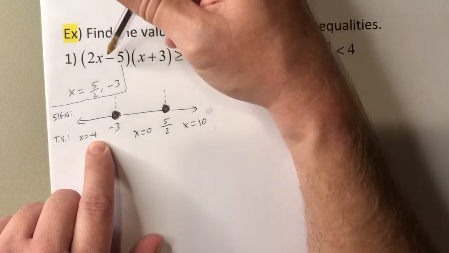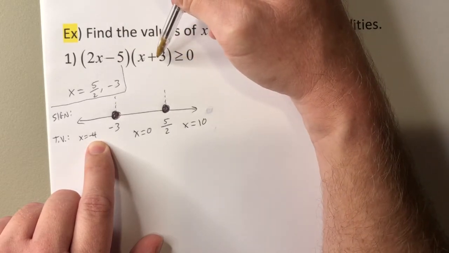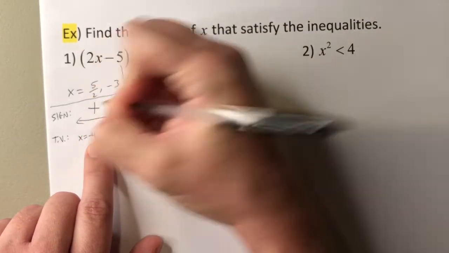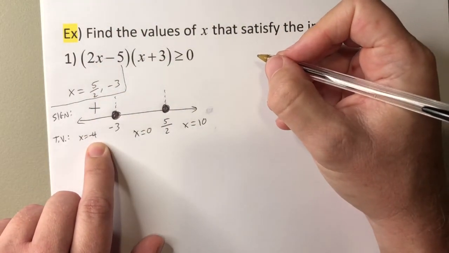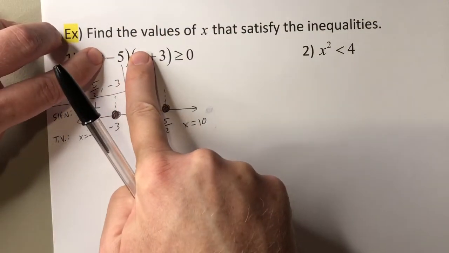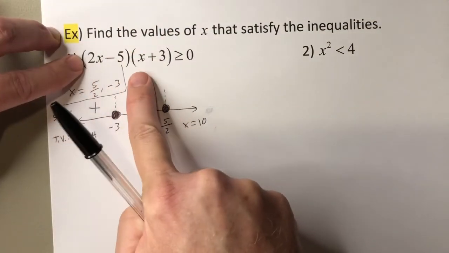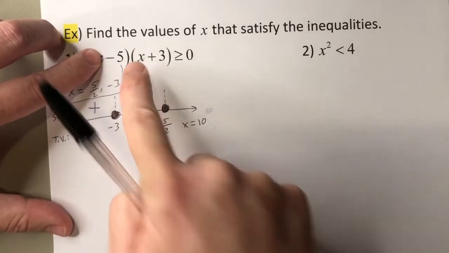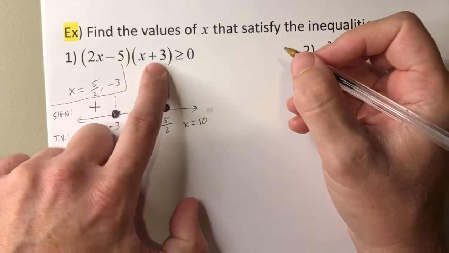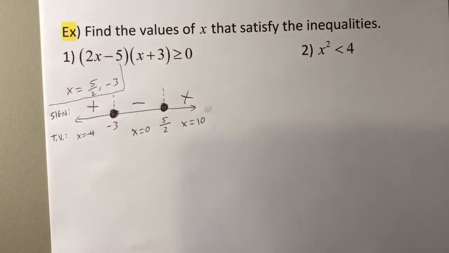So what is that? You get a negative times a negative. All we care about is the resulting sign. A negative times a negative would be a positive sign. What about 0? You plug in a 0, well, you get negative 5 times a positive 3 if x is 0, right? What's a negative times a positive? It's a negative. You plug in a 10, you're going to get a positive times a positive, which is a positive. Okay, so that's just a quick sign analysis.